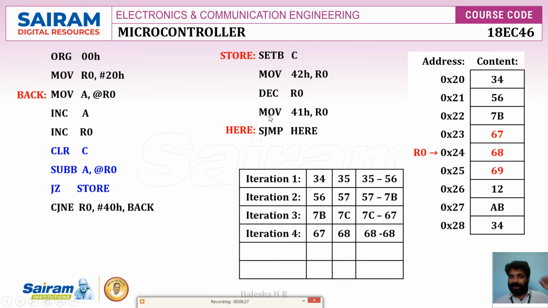If we find the consecutive numbers, we store. If it doesn't have consecutive numbers, it keeps repeating, and then it comes out of this loop. Compare, jump not equal, go back. If they are equal, it will come out.